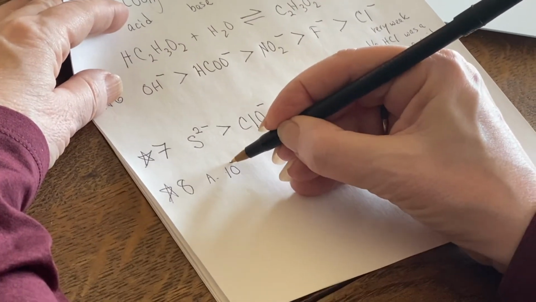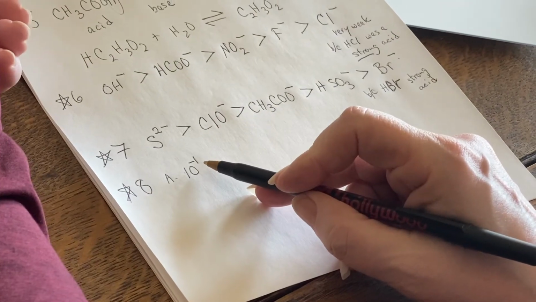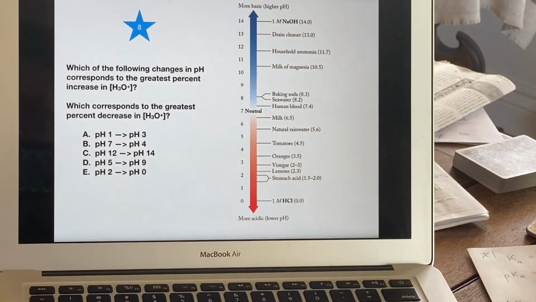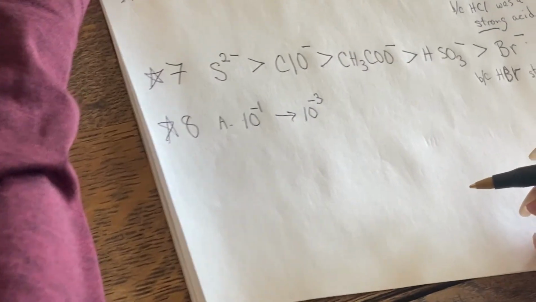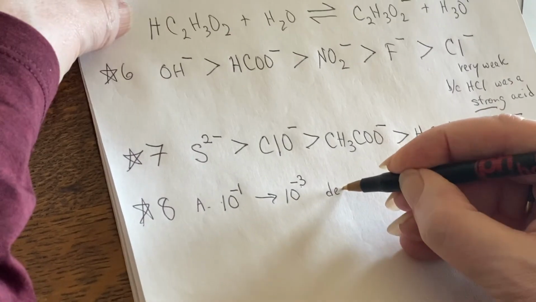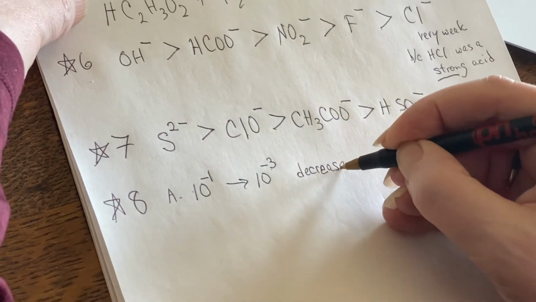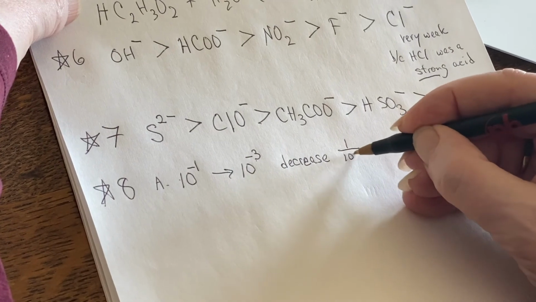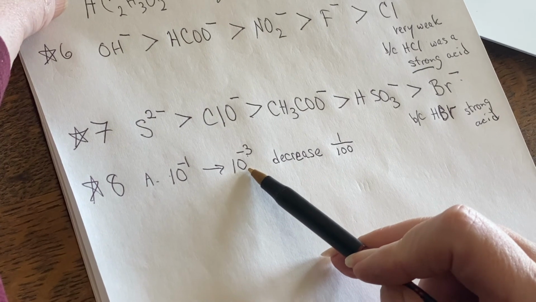If we look at the first one, it says that the pH of 1, well, if the pH is a 1, then its actual number is 10 to the minus 1. And it is going into a pH of 3, which means the actual value is 10 to the minus third. Oh, that's smaller. So this is a decrease. It's definitely not going to be the answer to the first one, right? This is a decrease. And how much is the decrease? Well, it's 100th of what it was. That was 1/10. This was 1,000th.